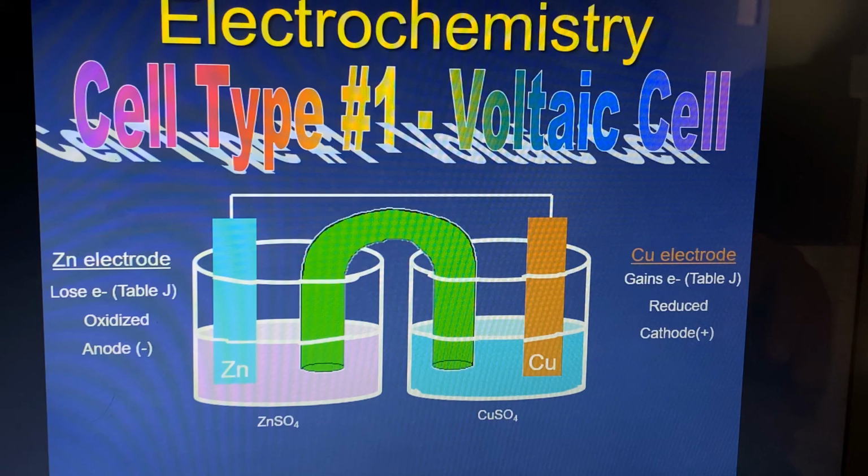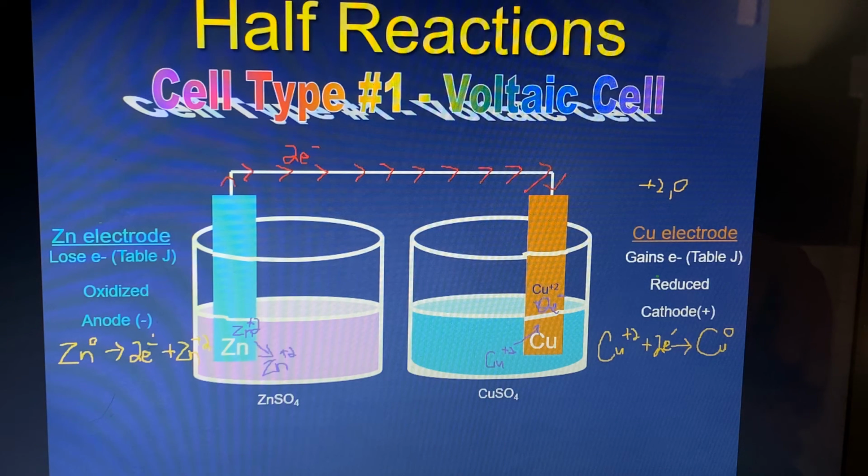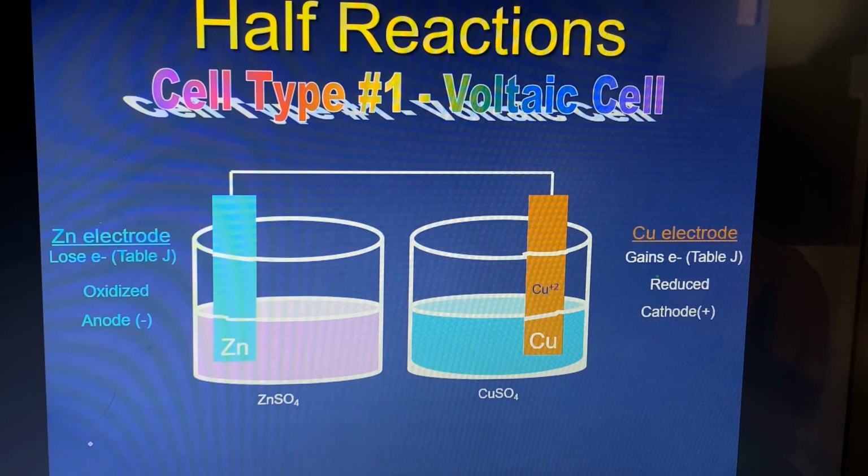I would highly recommend trying to do these notes. Try to build a cell yourself. Just pick two metals off of table J, and then try to go through everything else and then compare it to your notes. Very important stuff here in real life, actually, and what they do.